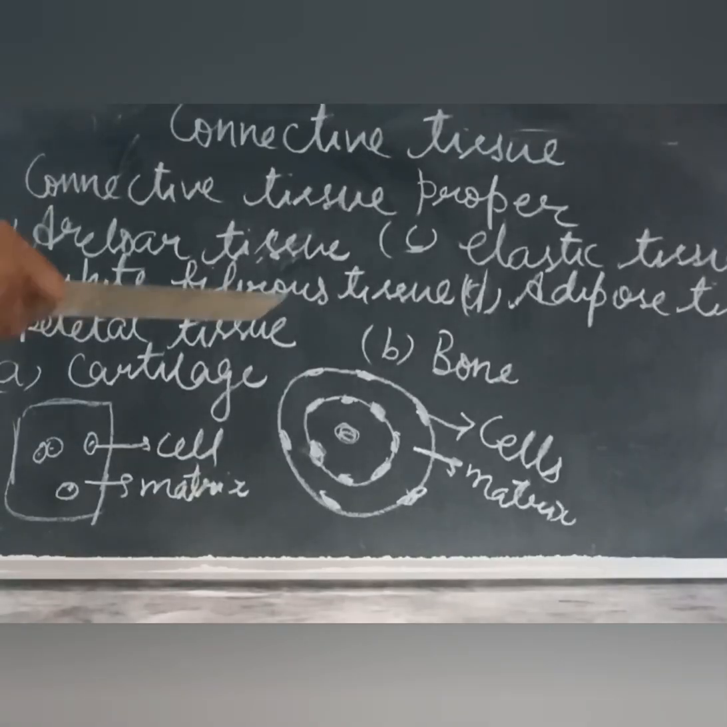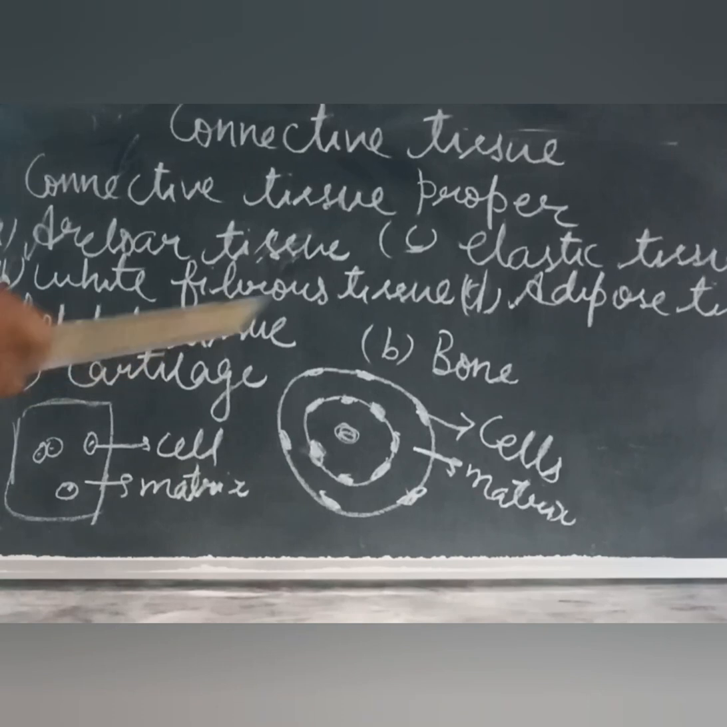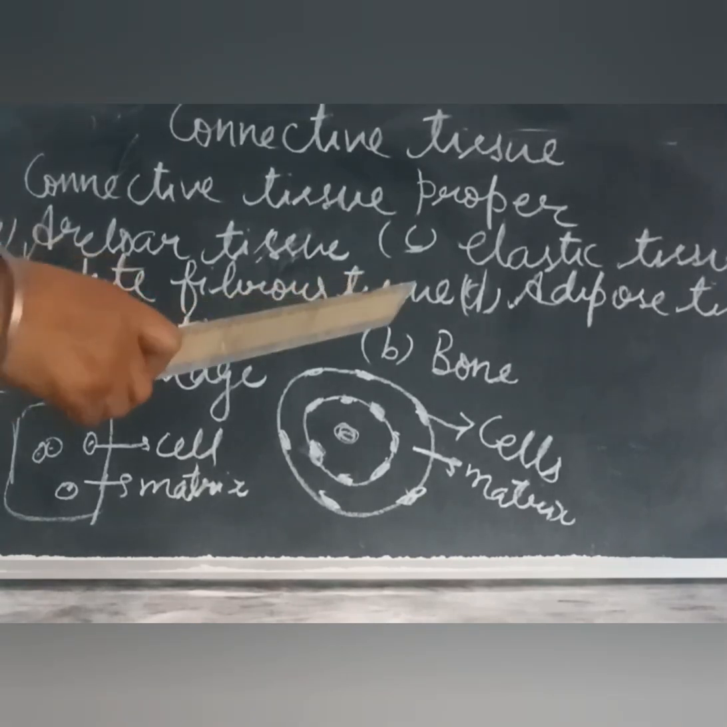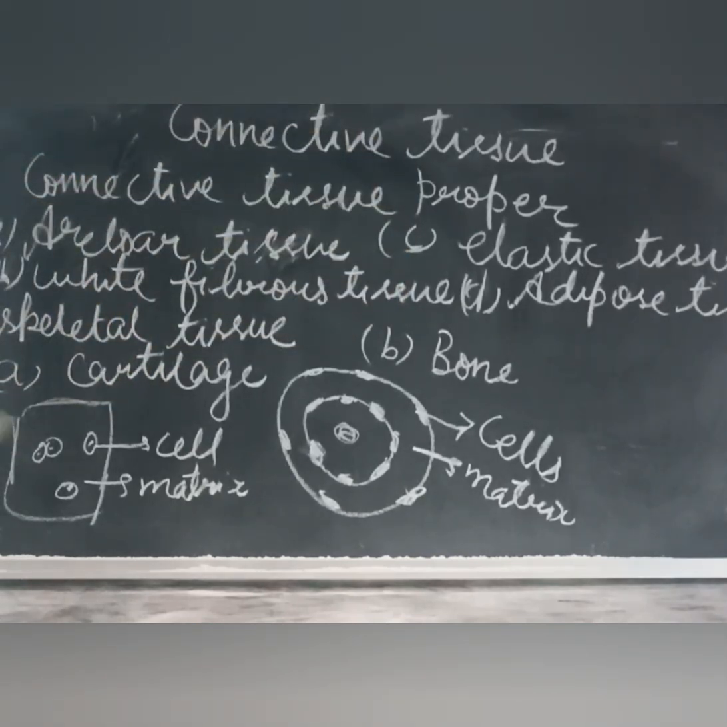Next is the skeletal tissue. There are two types, cartilage and bones. Cartilage is present between two bones and protects them from rubbing against each other, and it is present at the tip of the nose and the external ears also. Bones form the skeleton of the body. Cartilage is made up of cells called chondrocytes, and these cells are embedded in a gel-like substance called the matrix. That is why they absorb the friction between the bones.